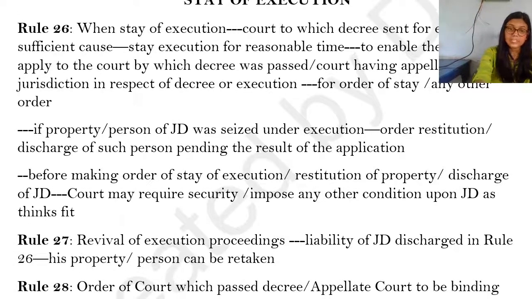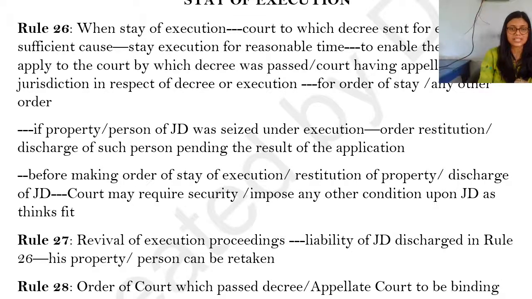Now rule 27 is talking about revival of execution proceeding. Just because in the stay application the JD was discharged, his liability does not get discharged, so his property or person can also be retaken.